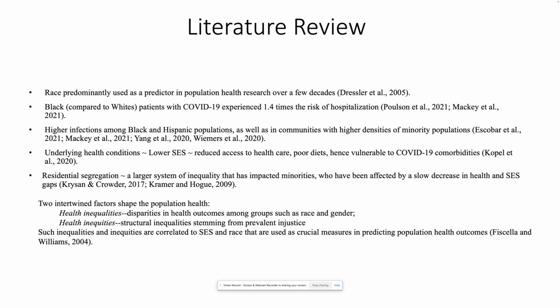So, health inequities and health inequalities, these are two intertwined factors that shape population health. So, health inequalities are disparities in health outcomes among groups such as race and gender. That's why it is important to consider race and gender as a predictor. And health inequities are structural inequalities stemming from prevalent injustice. So, structural inequalities are also an important factor that we cannot ignore. So, we are taking segregation as a structural inequality, an example of structural inequities here.